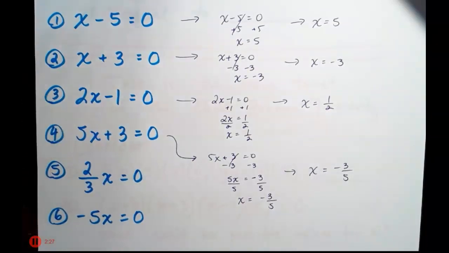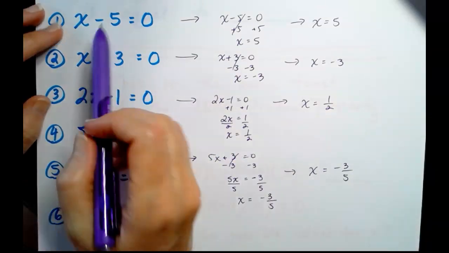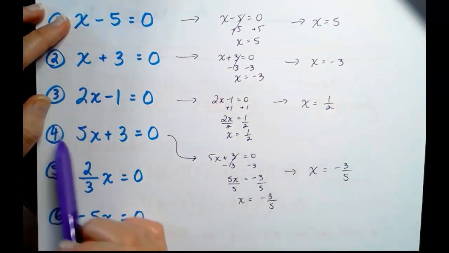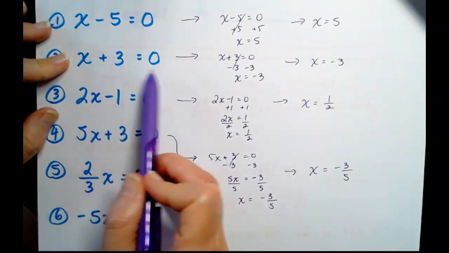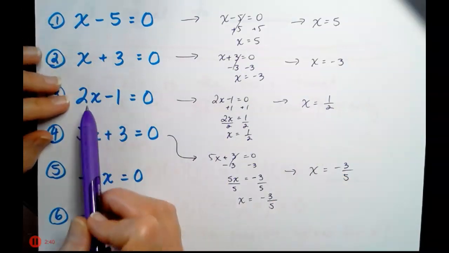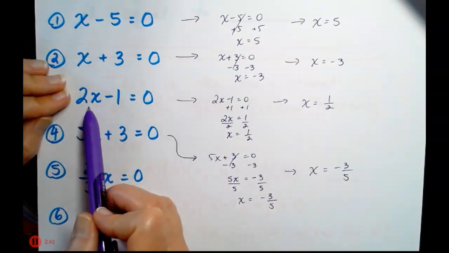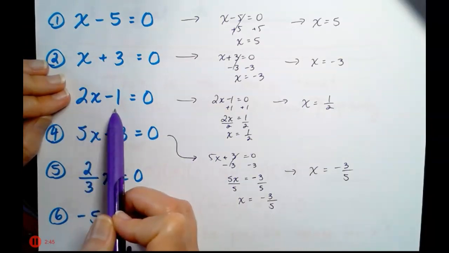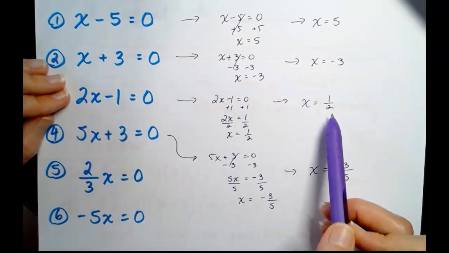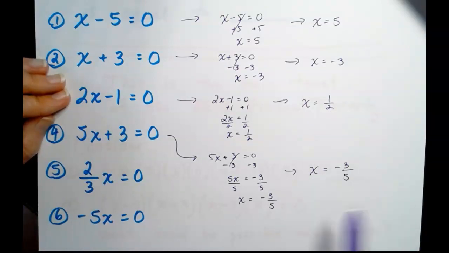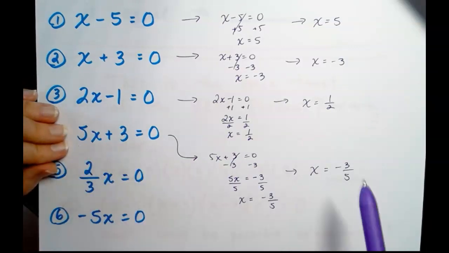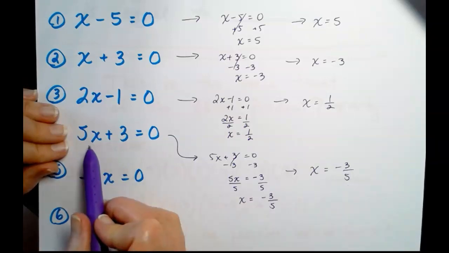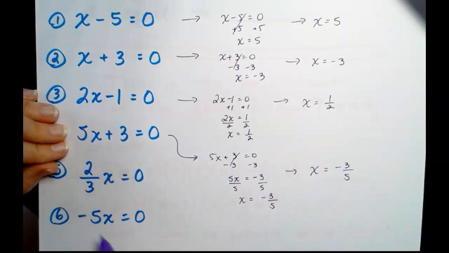So think about the question that we're honestly asking here. What number minus 5 equals 0? That number is 5. What number plus 3 equals 0? That's negative 3. What number that when we double it and take away 1 equals 0? Well, if we double 1/2, we get 1, and then 1 minus 1 is 0. Same thing here. What number times 5 plus 3 equals 0? Well, negative 3/5 times 5 is negative 3, and negative 3 plus 3 is 0.